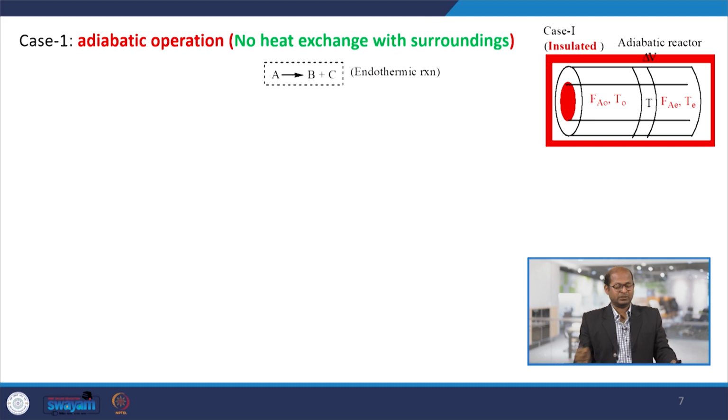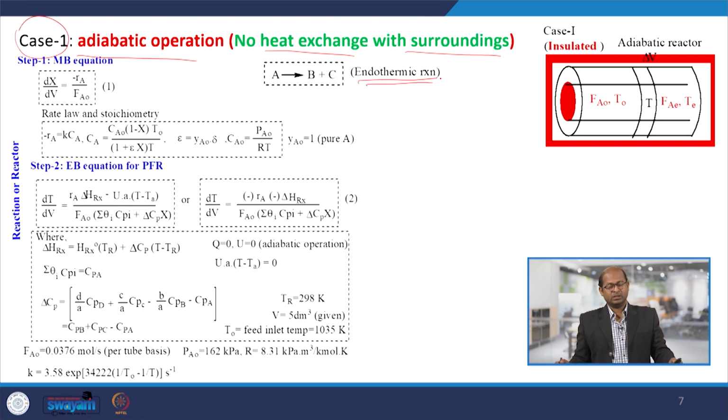Now first we will discuss case 1, that is adiabatic operation with no heat exchange with the surroundings. Under these conditions, we first discuss the endothermic reaction. Once we conduct the endothermic reaction, what is the procedure to find the temperature and conversion profiles along the length of the reactor? We have discussed that in your previous class also.